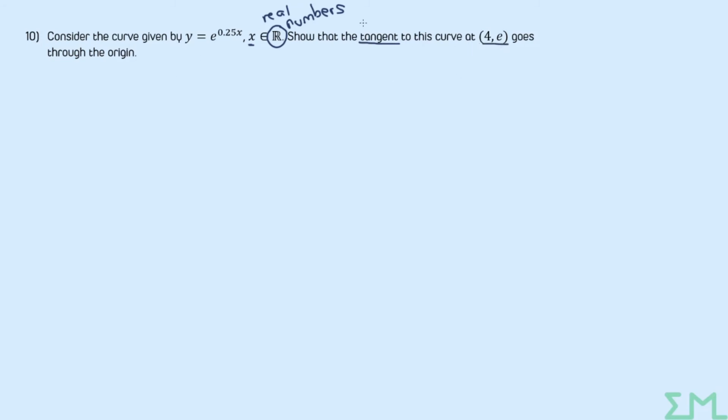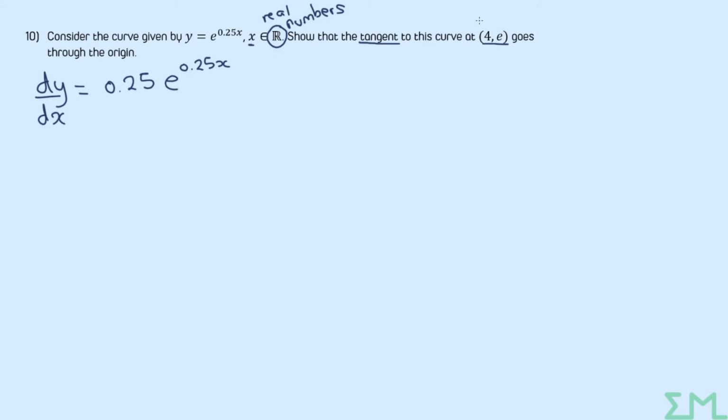Okay, so if we want to show that a straight line goes through the origin, it would be helpful to have the equation of that straight line. In order to find the equation of the straight line, we need to find the gradient of the curve, because we know the definition of a tangent is that it has the same gradient as the curve at that particular point. So we're going to start off by writing down dy by dx. 0.25 comes down, because it's the differential of 0.25x, e to the 0.25x. Okay, and then this is the gradient at any point along the curve.